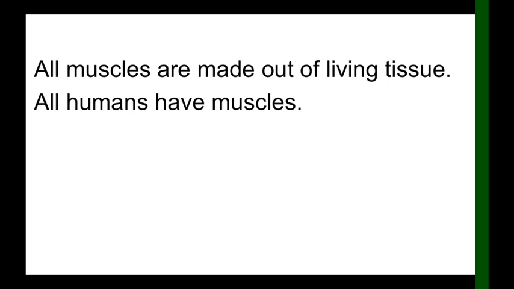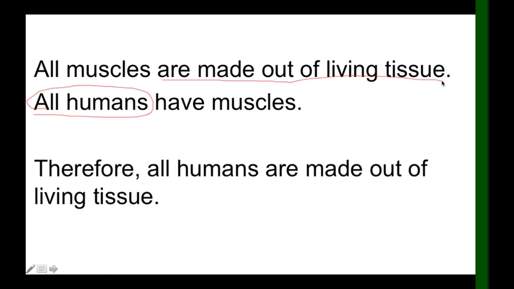Another: All muscles are made out of living tissues. All humans have muscles. Then get the subject in the second premise and then get the predicate in the first premise and combine. All humans are made out of living tissue.